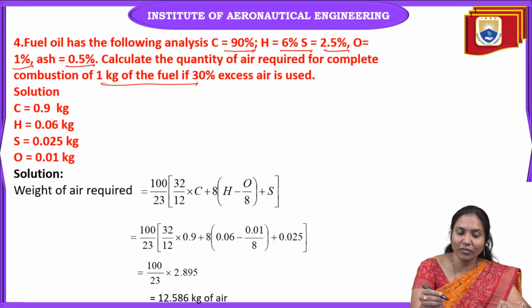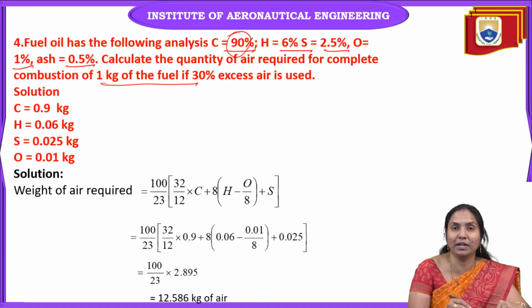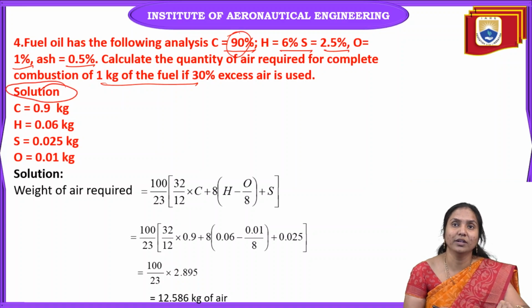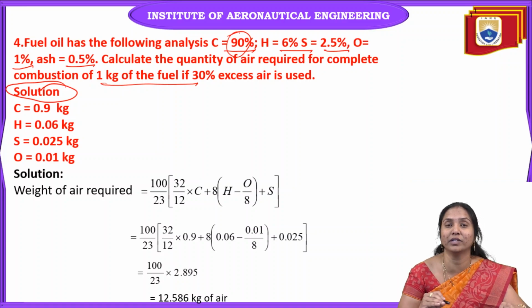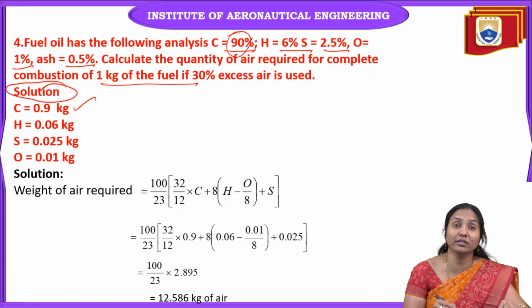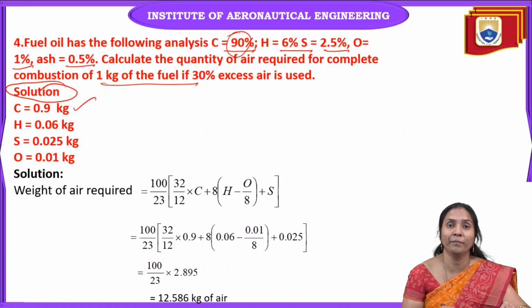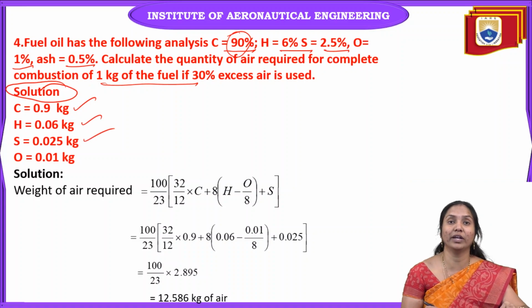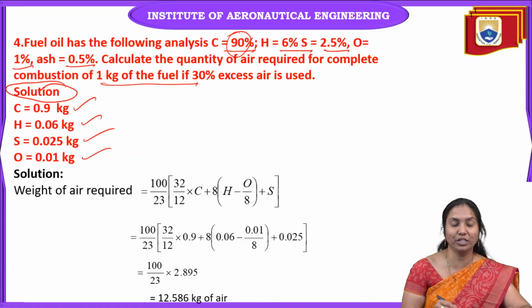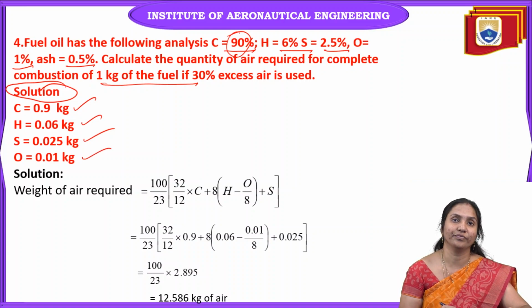So here, what is the solution? So here given 90%. Solution. What is the carbon present? 90%. So we can convert it into weight, that means kilograms. So finally we'll get, after completing all the carbon, hydrogen, sulfur, oxygen, ash, we convert it into kilograms. Finally we'll get 1 kg of coal containing 0.9 kilograms of carbon, 0.06 kilograms of hydrogen and 0.025 kilograms of sulfur and 0.01 kilograms of oxygen. Given in this data.